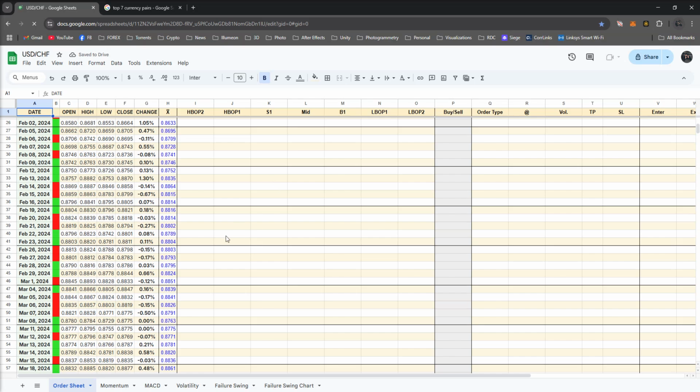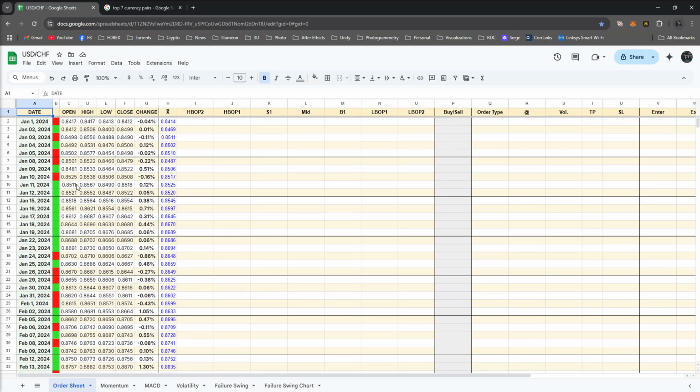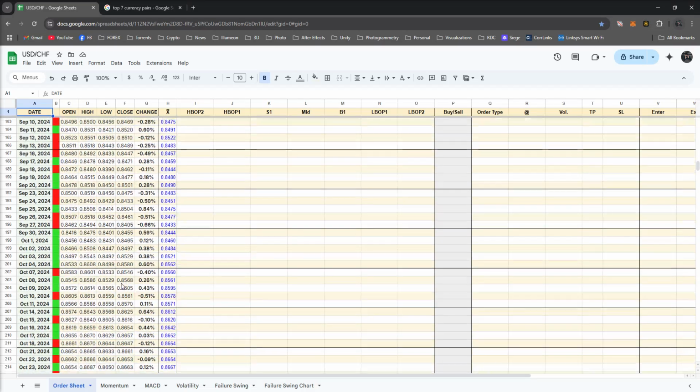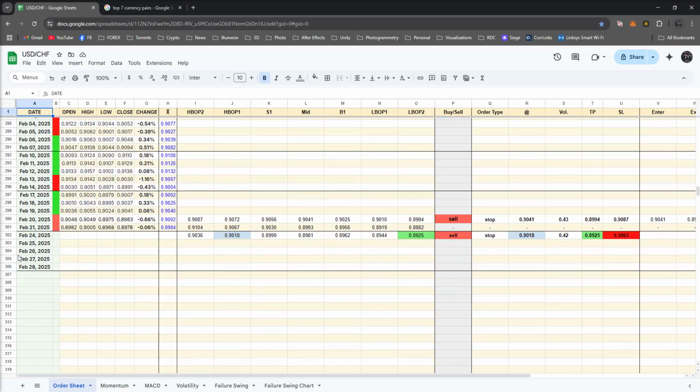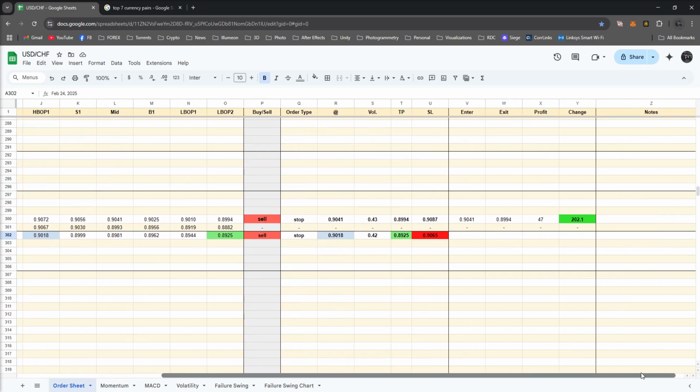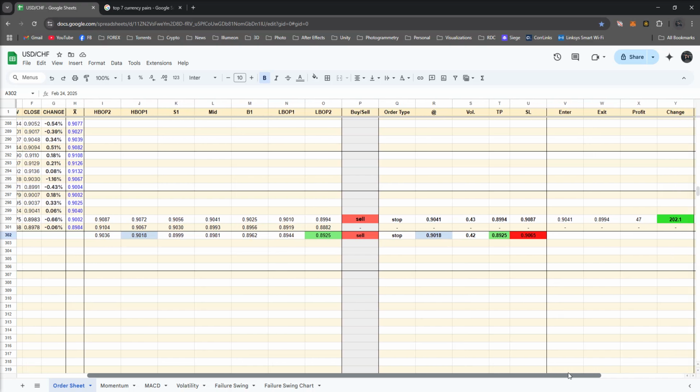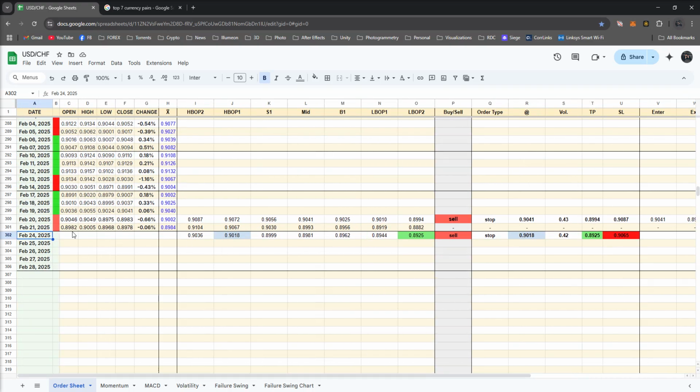So I do this every day. I've got a year's worth of data here. And if we come down to today, today's February 24th, I need to plug in data for this. Now, let me explain what's going on here. Actually, let me enter in today's data first, then I'll explain what this is.